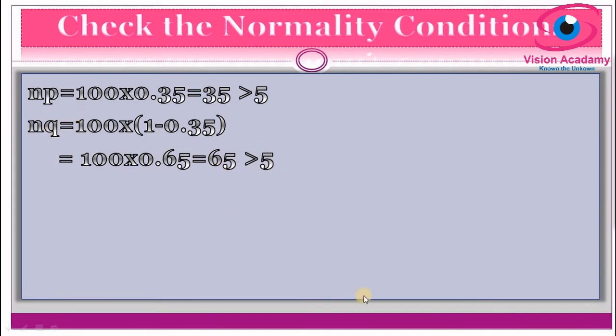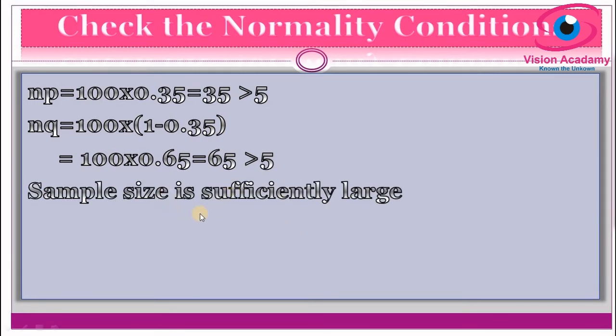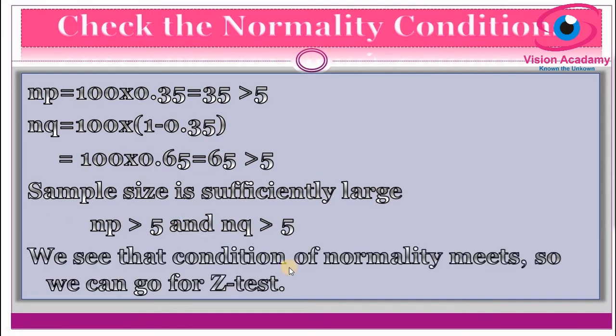So both np and nq are greater than 5. Since they are greater than 5, the sample size is sufficiently large, which means np is greater than 5 and nq is also greater than 5. So we see that the normality condition is met. Now we can go for the Z-test.